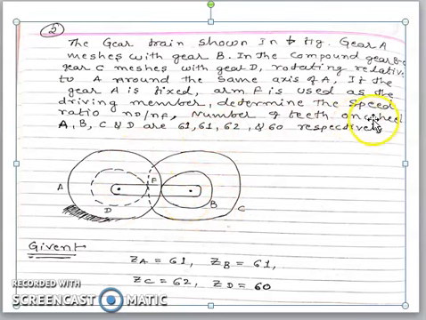The number of teeth on the wheels A, B, C and D are given as 61, 61, 62 and 60 respectively. Given data: the number of teeth on gear A is 61, on gear B is 61, on gear C is 62, and on gear D is 60. Now we will solve this problem by the tabular column method.